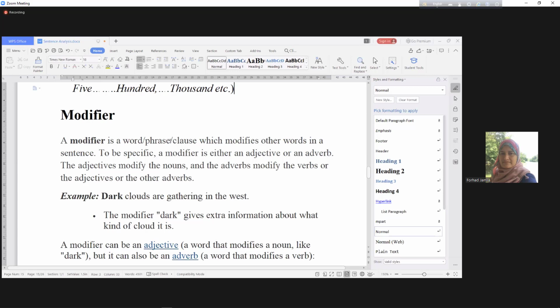Okay, so a modifier is a word, phrase, or clause which modifies other words in a sentence. To be specific, a modifier is either an adjective or an adverb. The adjectives modify the nouns and the adverbs modify the verbs or the adjectives or other adverbs. Now I think it is very, very clear to you.